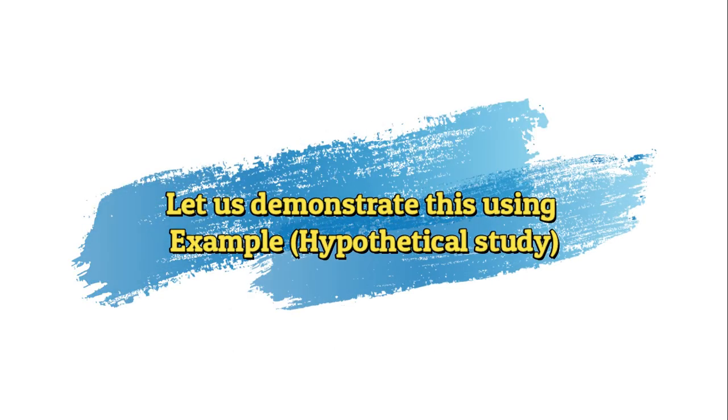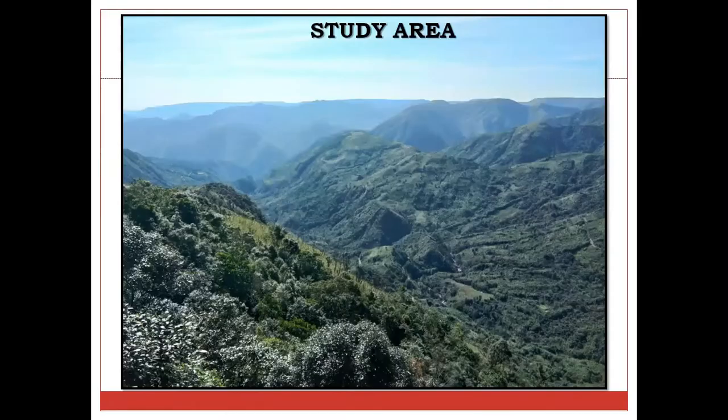Let us demonstrate this by using examples so that it will be convenient and easy to understand. Hypothetically, let us assume that the researcher is conducting a study to evaluate the soil physico-chemical properties of this area. Within this area, 3 sampling locations or sampling sites will be selected. And from each sampling location, soil samples will be collected during the pre-monsoon and the post-monsoon season of the years 2020 and 2021.